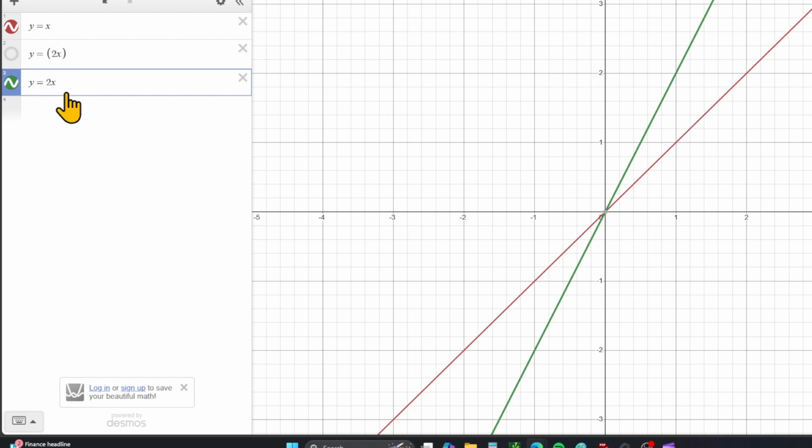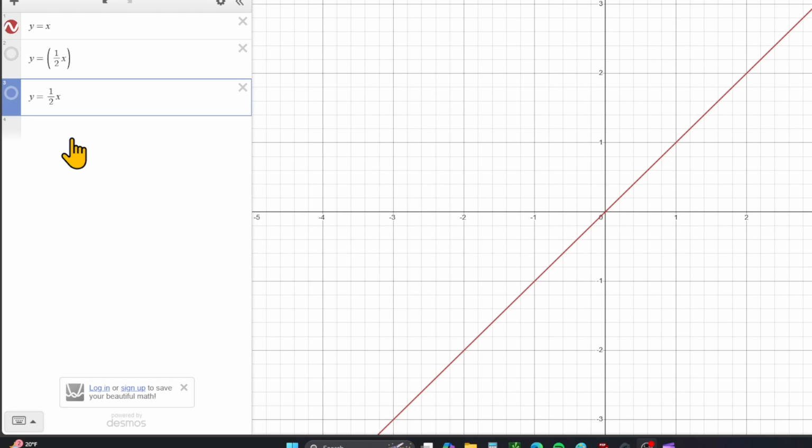When we look at a vertical shrink and a horizontal stretch, well, the horizontal stretch is when we have parentheses and the a is between 0 and 1. I turn this one on, and you'll see that the horizontal stretch pushes the line away from the y-axis. And now when we go to the vertical shrink, which has a being multiplied by x, we notice that it's the exact same graph. So on linear equations, a horizontal shrink is the same as a vertical stretch, and a horizontal stretch is the same as a vertical shrink.